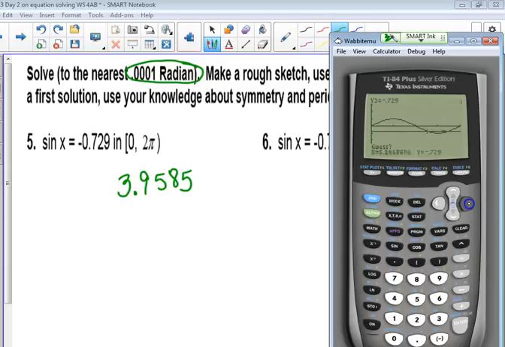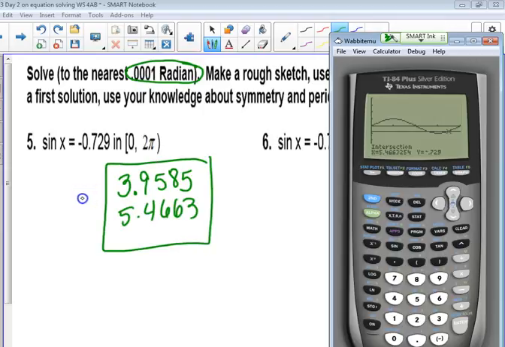Which means you got to scroll over close to it. 5.4663. Bossmo is right on top of that. Okay. Are we done? It said only between 0 and 2 pi, and it said decimals to that many decimal places, so I think we're good.